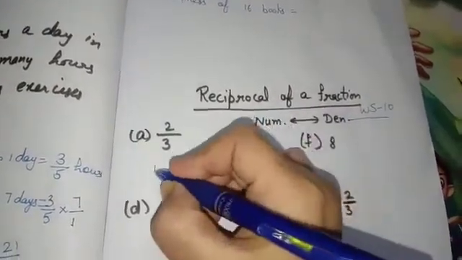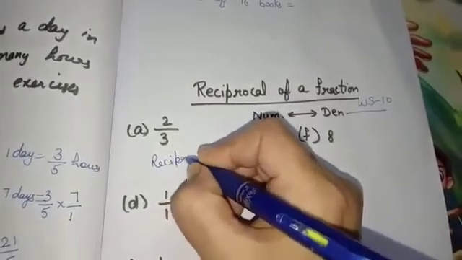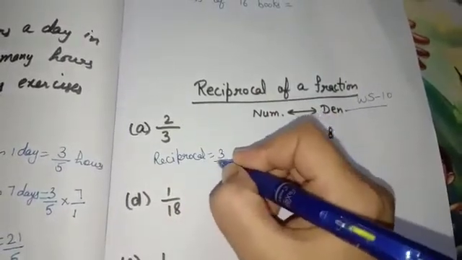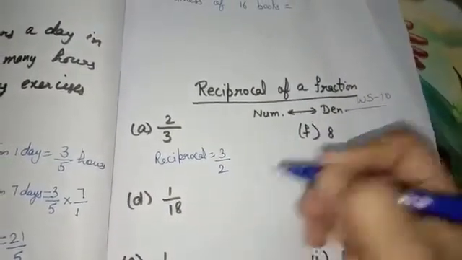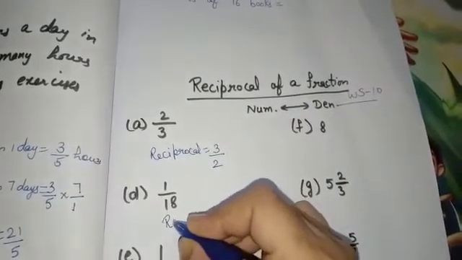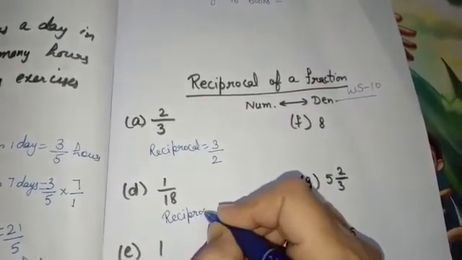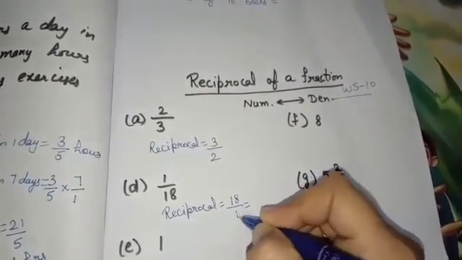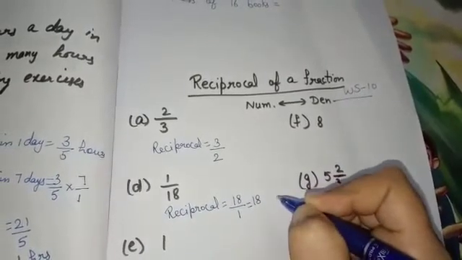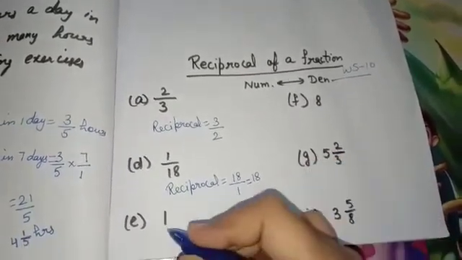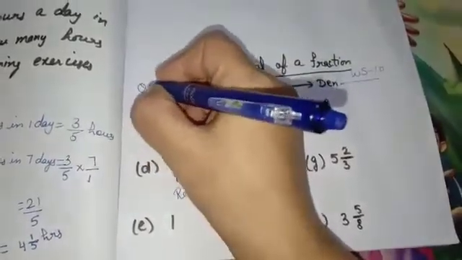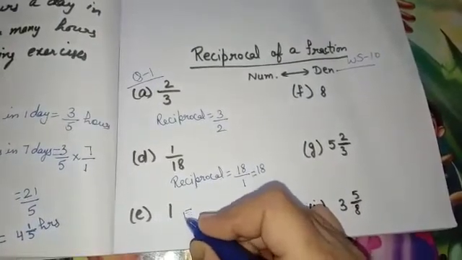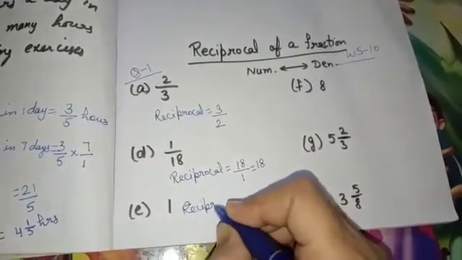2/3. What will be the reciprocal? Now tell me. The numerator becomes the denominator, and the denominator becomes the numerator. It's 3/2. Very simple. Here what will be the reciprocal? 1/18. It's 18/1. If there is 1 under something, we can leave that 1. So the reciprocal will be 18. E part, question number 1 we are discussing of worksheet 10. The reciprocal of 1 is always equal to 1.